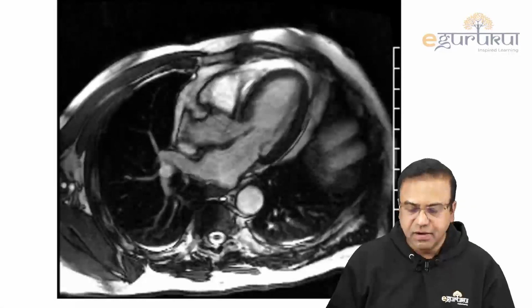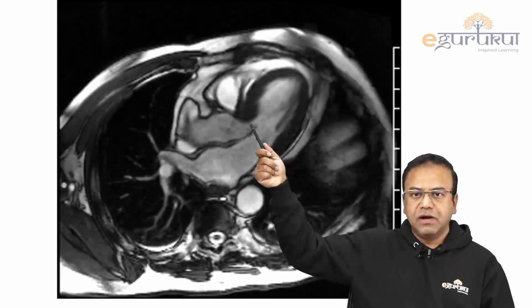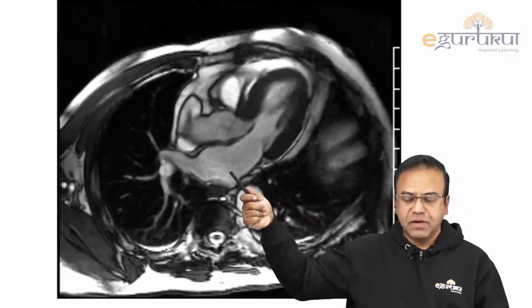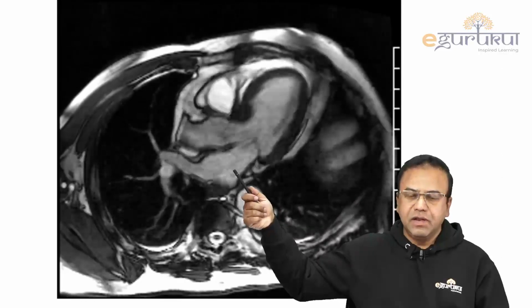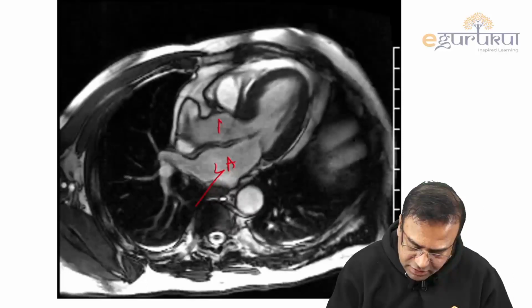But look at this particular image. Now what you're noticing is this is the left ventricle. You can make out that this is the outflow into the aorta, this is the aorta, and this is the left atrium, right? This is the left atrium, this is the aorta, and this is the left ventricle.